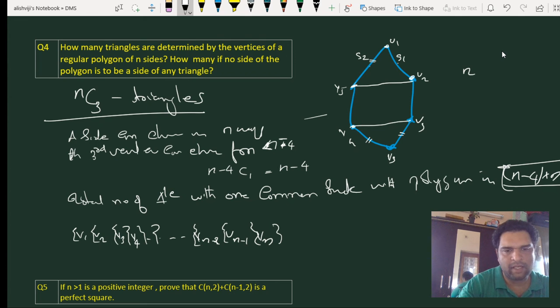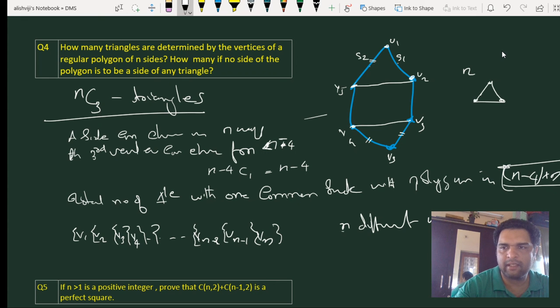Then the next possible selections are repetitions of the given edges in order. These selections can be done in n different ways. So in total, we can have n triangles with two sides common with the given polygon. And obviously we don't have three sides common with the given polygon. That's possible only when we have a triangle.